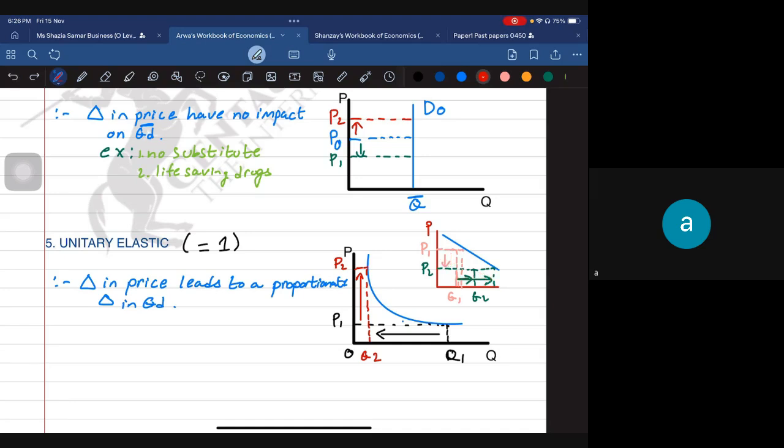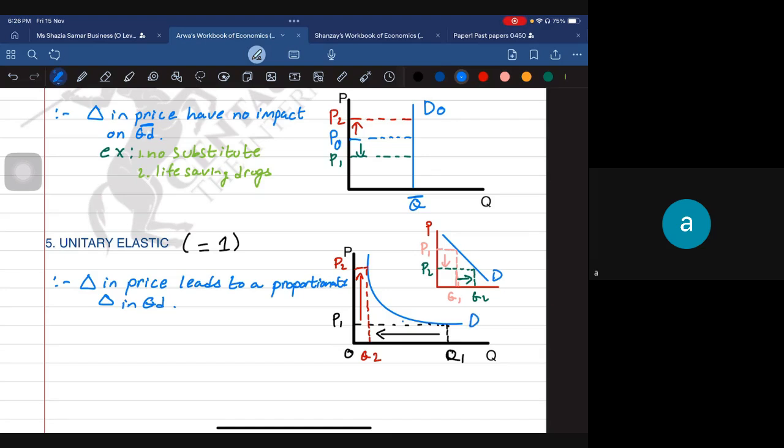And the previous one that we made actually seemed like a proportionate change, because here you can see that this is a proportionate change, right? Got it?